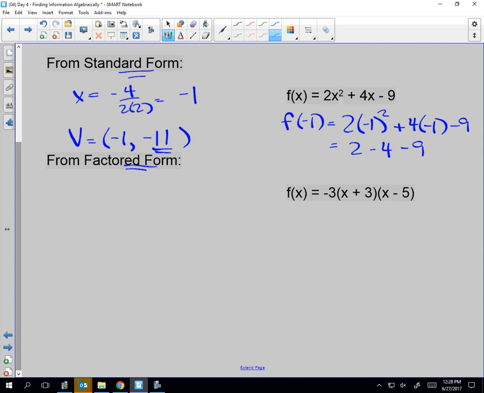Okay, from factored form, once again, finding our axis of symmetry, averaging the two x-intercepts to get our axis of symmetry, -1. Okay, so we have that same axis of symmetry that we had up above.